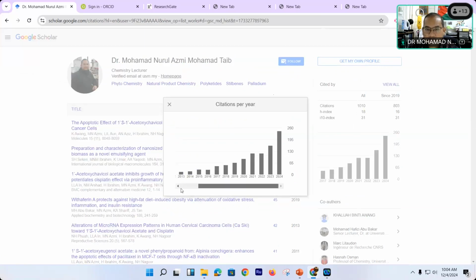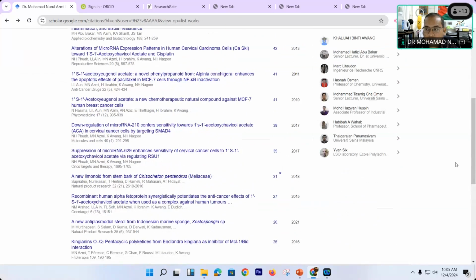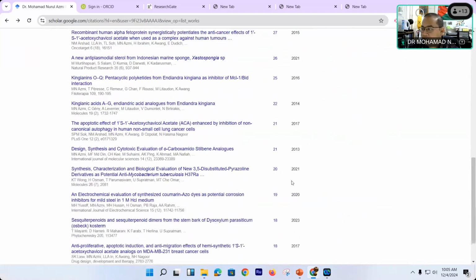For example, the first publication is 2010, and it is cited from time to time. This one shows your collaborators. Because the database for Google Scholar is quite large, it's easy for everybody to trace your paper.